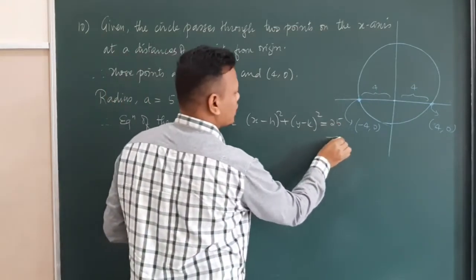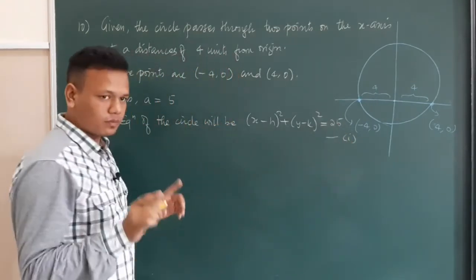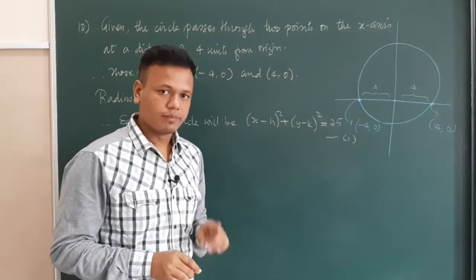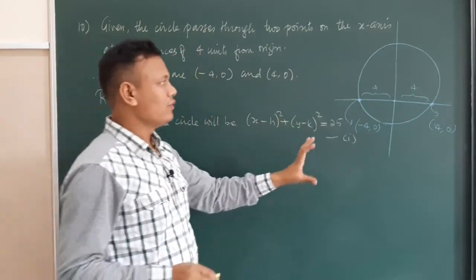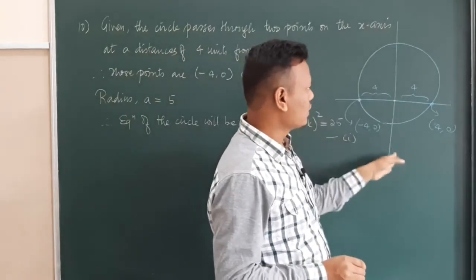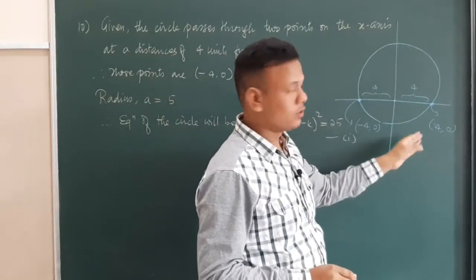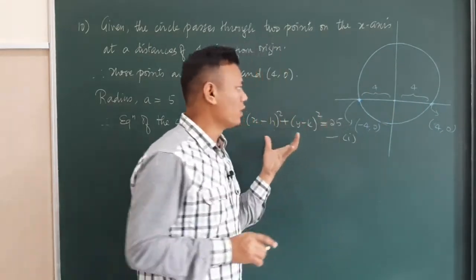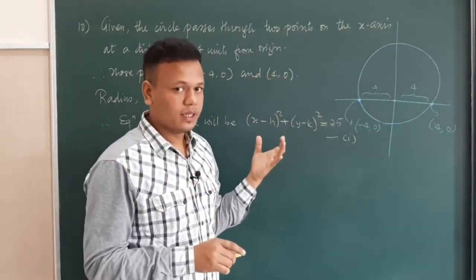Let me call this equation 1. This is the equation where I need to find the values of h and k. Clearly, we see that the center lies on the y-axis, so the value of h will always be equal to 0, but we will prove how the value of h turns out to be 0.